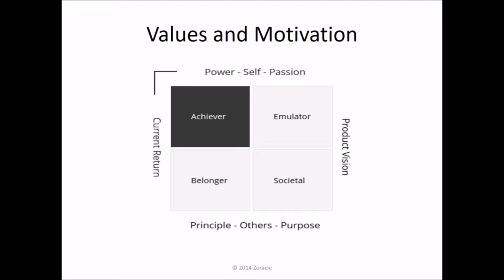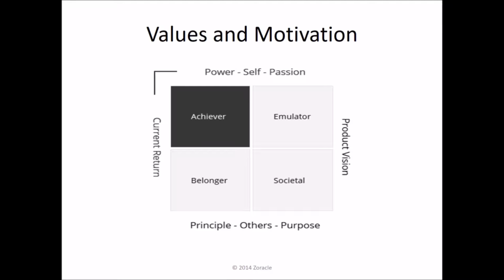Now, values, as you probably have already guessed, are a part of culture of a franchise organization. So we're looking for businesses where a prospect has certain values that meet up to certain franchisor values and vice versa. So let's look at big picture first. There is a horizontal axis and a vertical axis to this particular assessment. So you'll notice above the horizontal line, there are the achiever and the emulator, and below the horizontal line, the belonger and the societal. We're going to talk about the values of each of those.